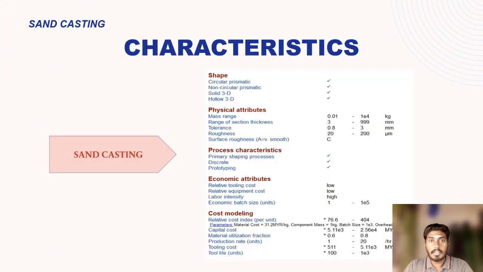So for characteristic, there are a few factors that need to be considered. First would be shape, physical attributes, process characteristics, economic attributes, and cost modeling. This information is derived from the CES EduPack software.